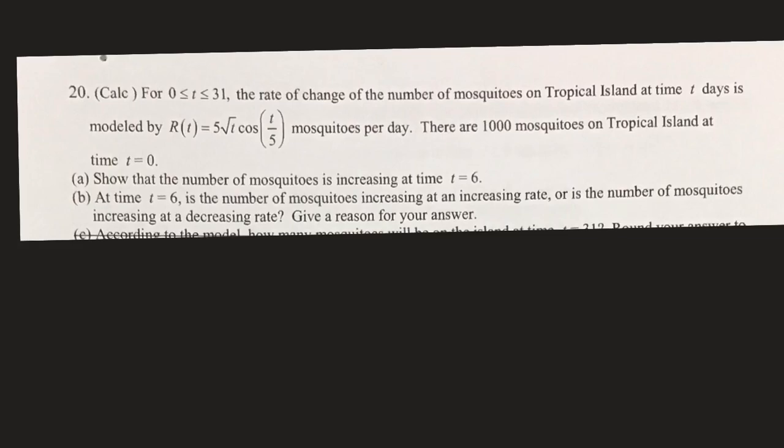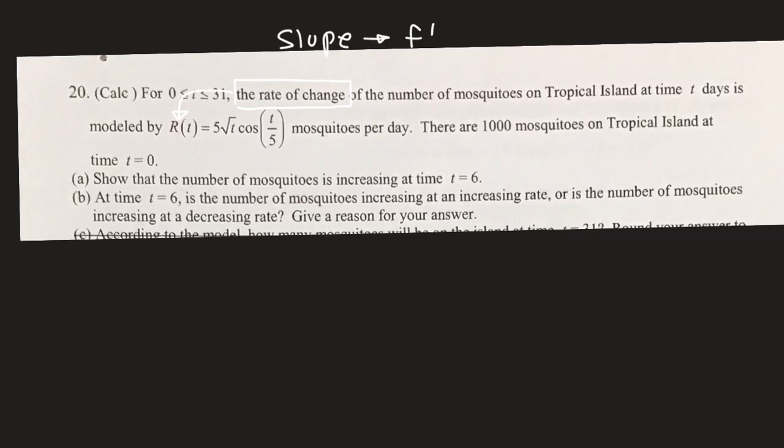All right, my friends, back at it once again. This one is a calculator problem. I know that because it says calc right there in the corner. So this is the rate of change. It's important to understand that we are given a rate of change, right? Rate of change means slope, and slope in calculus means the derivative.